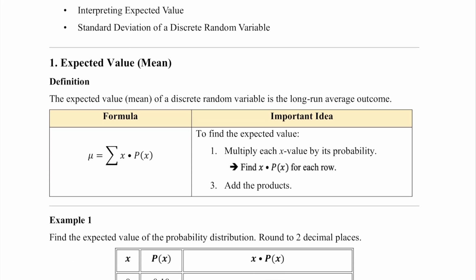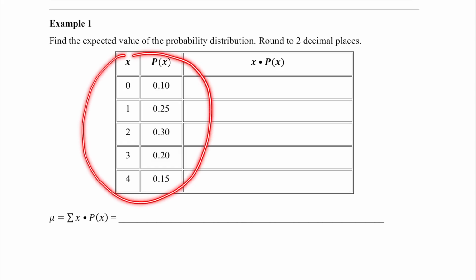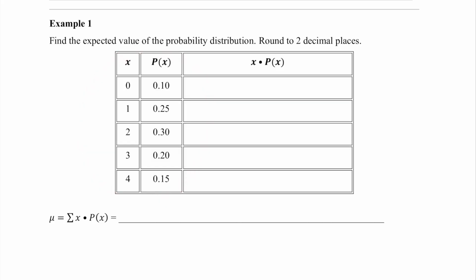Let's start on example 1. We are given a probability distribution and we want to find the expected value. Round the answer to 2 decimal places.